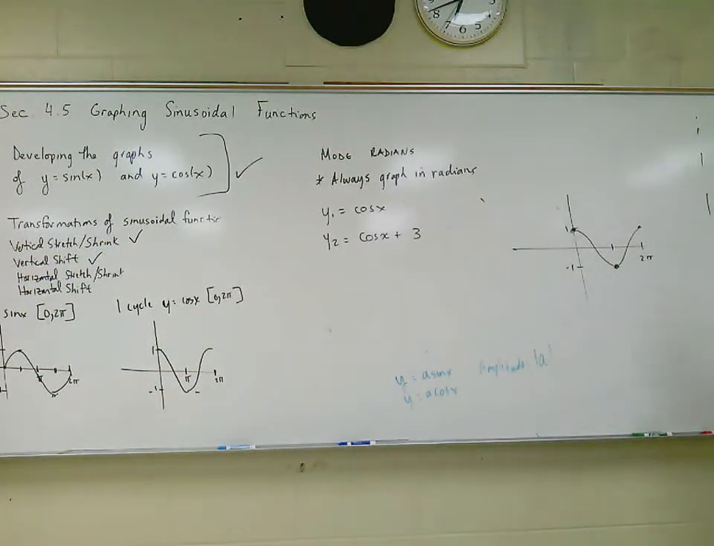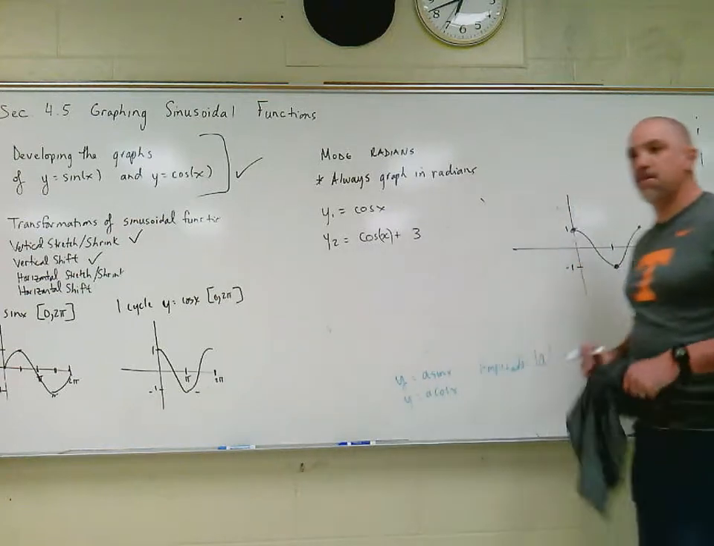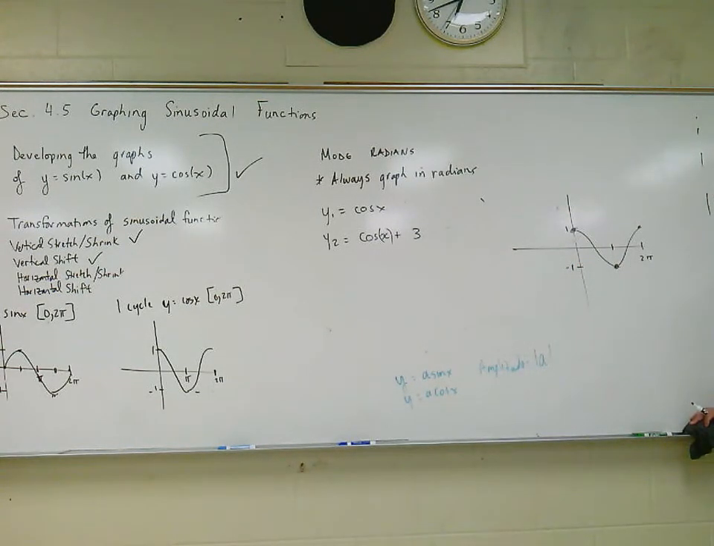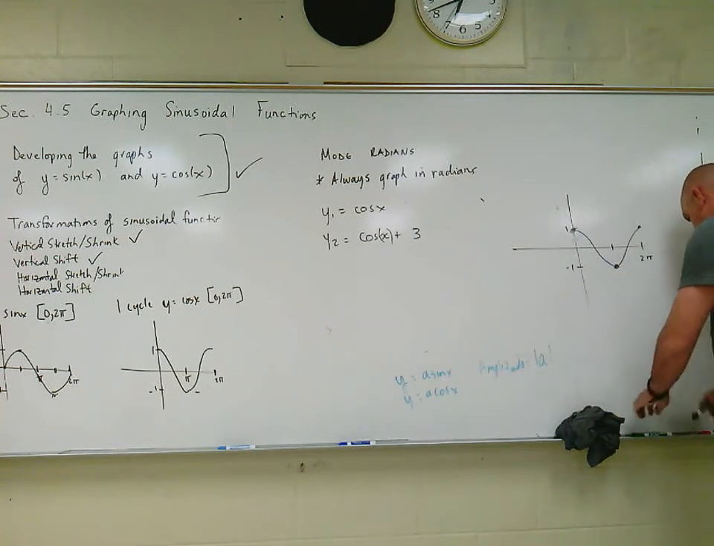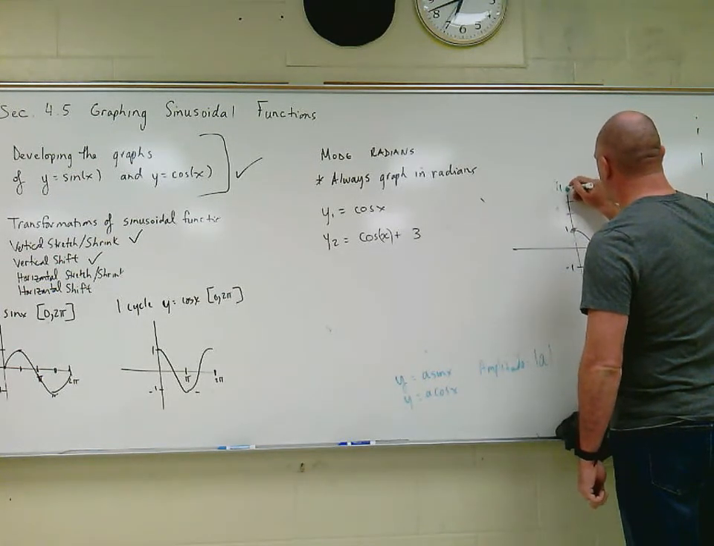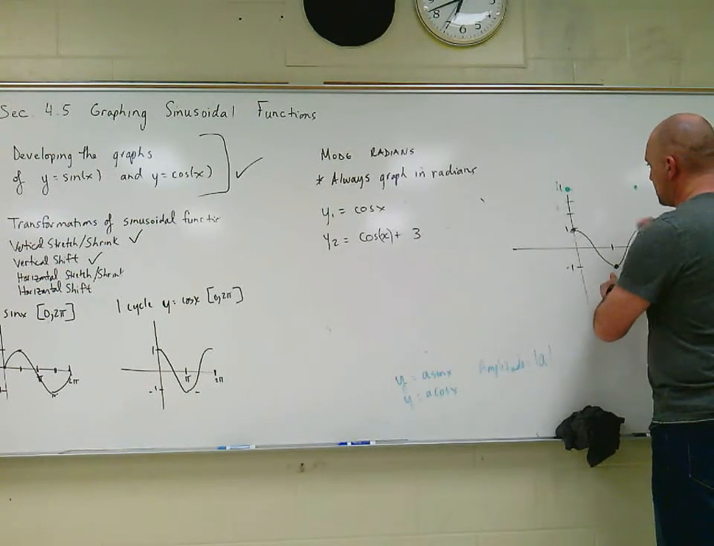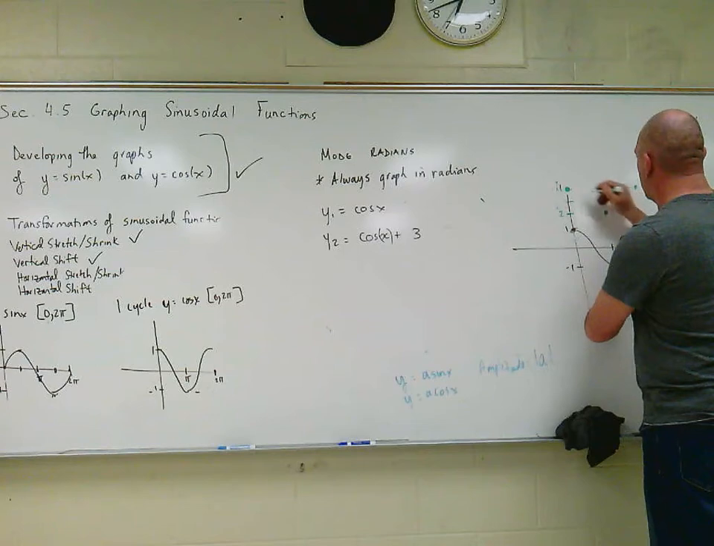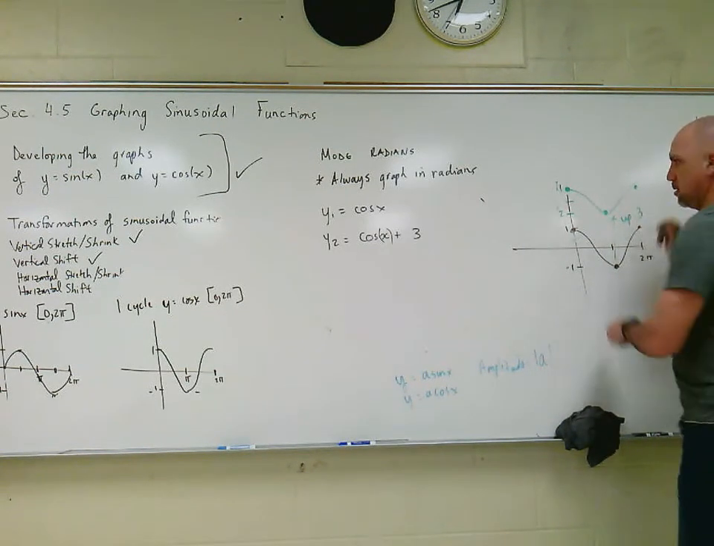There's that. What happens if we do cosine x, but now this plus 3 is on the outside, okay? Whole thing moves up 3. So what you should see is that the peak is at 4. I don't know if you have to change your window. And at this valley, if I move it up 3, it should be at 2. It should be the whole picture there. The whole thing should move up 3. That's what you should get.